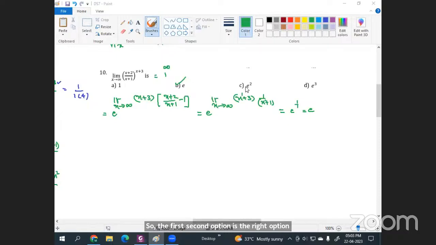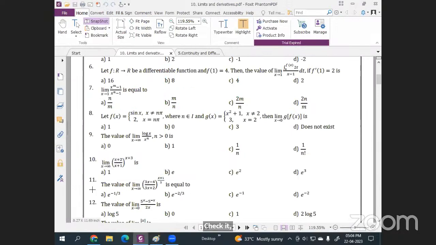Yes, so everyone has given. Mohan, check it once again. So the first option is correct. Vidya, check it once again. So it is the first option. Sorry, the second option you will get. Anonymous, check it. It is e. Next. Now you can try this question.